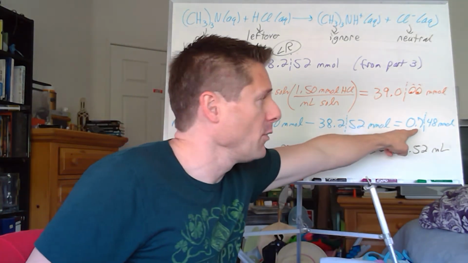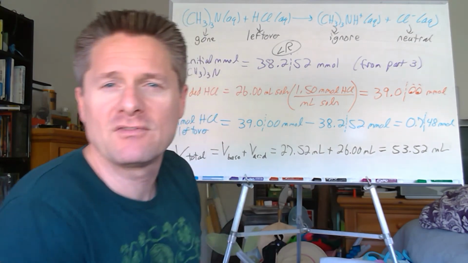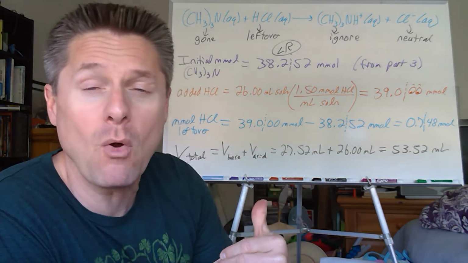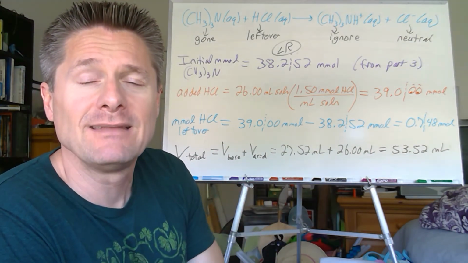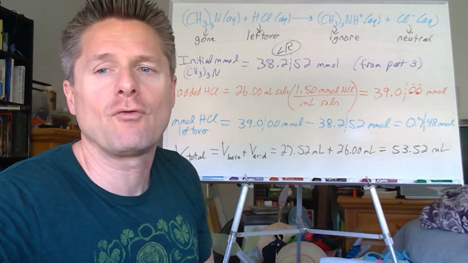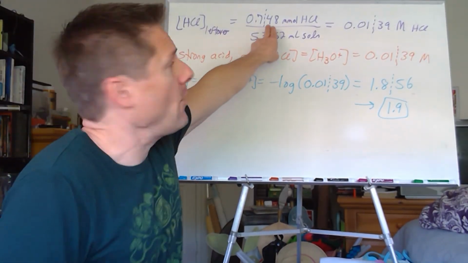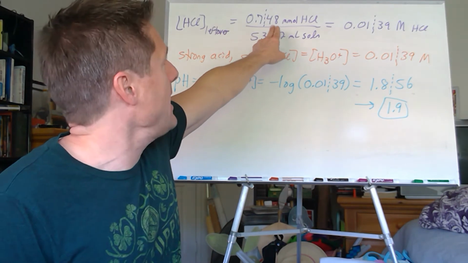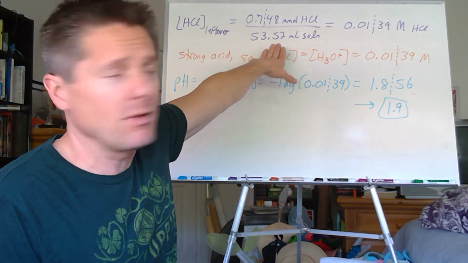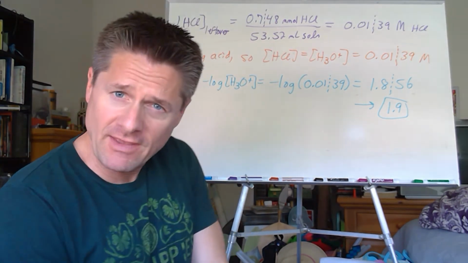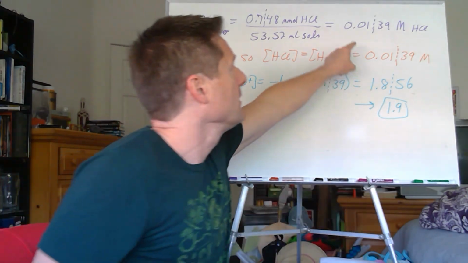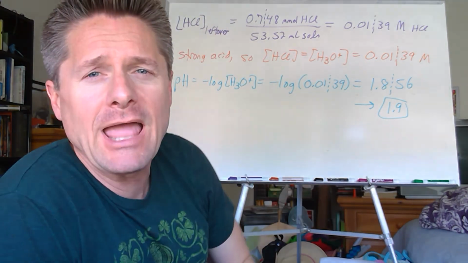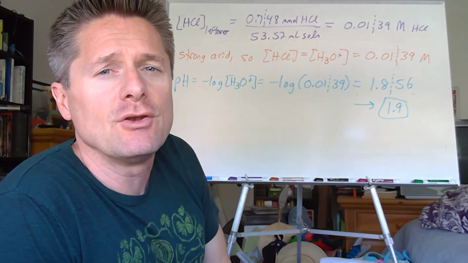So just take the millimoles of HCl divided by the volume of solution. I've run out of room on my board, so I have to pause and rewrite this. Take the millimoles, 0.748, good to 1 sig fig, divided by the total volume, 53.52, good to 4 sig figs, limited to 1. That gives us 0.0139 molar hydrochloric acid, good to 1 significant figure.